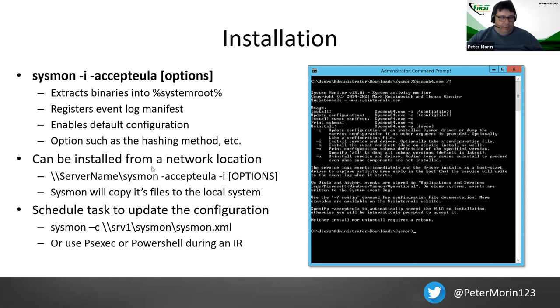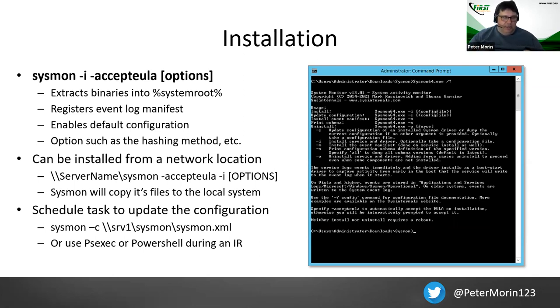You can install from a network location, so you can run //servername/sysmon -accepteula -i, and it'll copy its files to the local system over the network. You can also do scheduled task updates. Here's the really cool thing with Sysmon, and I'm going to show you configuration files: your configuration files are vast. They turn on options for what you're going to log, but they also allow you to exclude and include things.